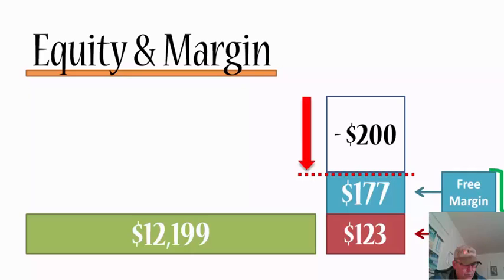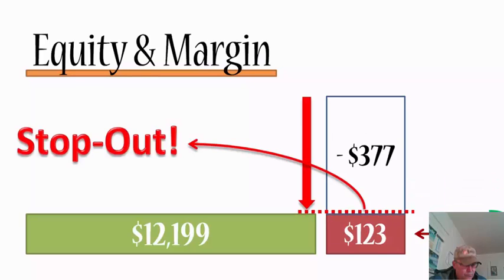Now, what happens if the market keeps going against us? Well, what will happen is a stop out. A stop out is when the broker sees that you have lost quite a lot of funds and you don't have any free margin left, and in that case the broker will automatically close your position, and this loss will become a realized loss, and that way they will be able to pull out of this position.